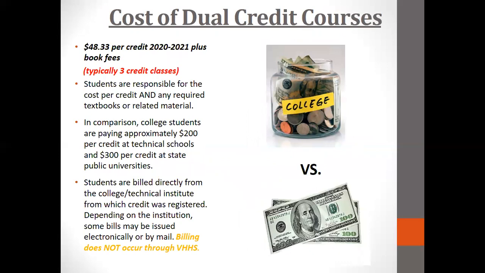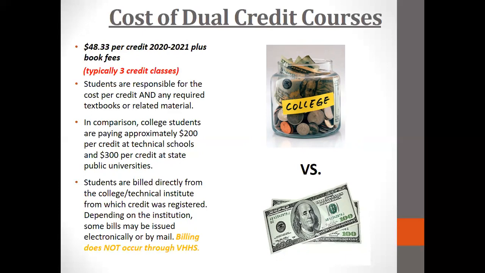So this is a really huge benefit. The cost of dual credit courses is $48.33 per credit, plus, of course, your book fees. You have to then purchase a book, or maybe sometimes there's an online book, or there might be some money besides the $48.33 per credit. And a typical college class is 3 credits. So that would mean like roughly $150. And the students are responsible for this cost and required textbooks and any related material.